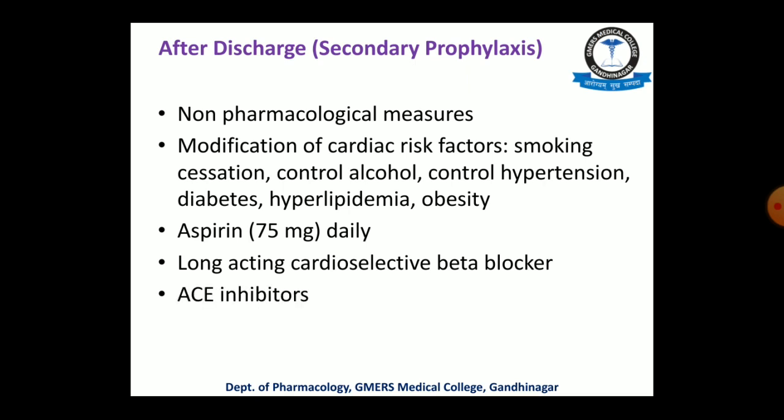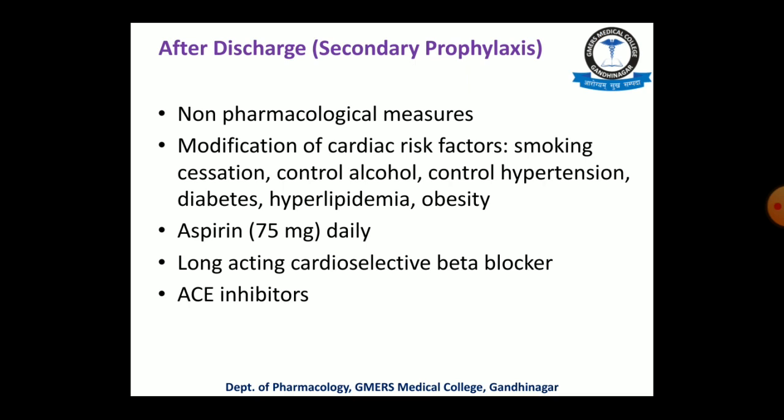Then ACE inhibitors. Again, as I have told you, after the beta blocker, it has also been proven that ACE inhibitors reduce the cardiovascular mortality. Secondly, ACE inhibitors are very effective antihypertensives as they reduce the total peripheral resistance, and ACE inhibitors are also the drug of choice in all stages of congestive heart failure. So if the patient additionally has either congestive heart failure or hypertension, ACE inhibitors must be given.